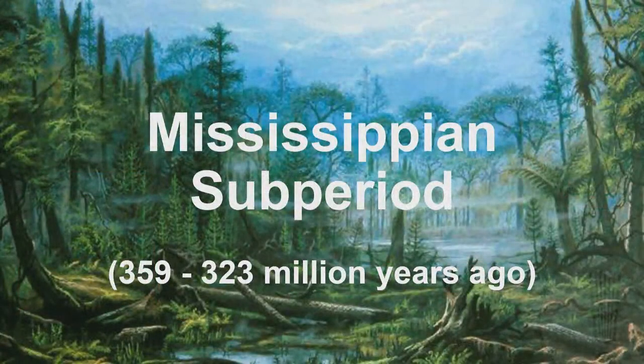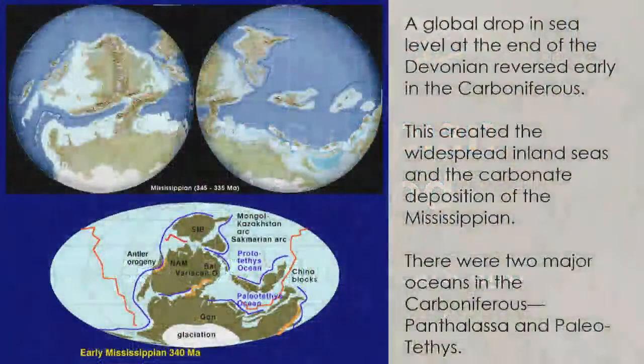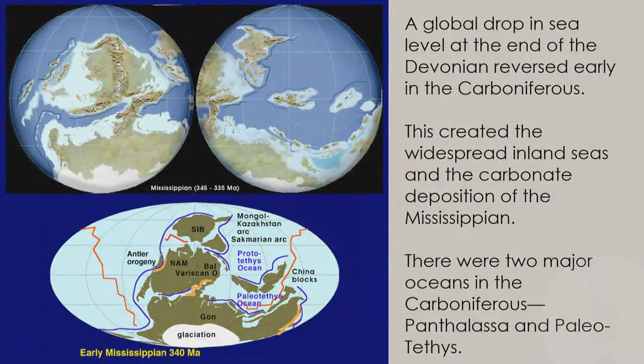So that Mississippian subperiod occurred from 359 to 323 million years ago. There's a global drop in sea levels, which created widespread inland seas and the carbonate deposition of the Mississippian. There were two major oceans, the Panthalassa, which is that large one, and the Paleotethys, which starts to form. You can kind of see it there amidst the little island continents on the east side of that diagram.